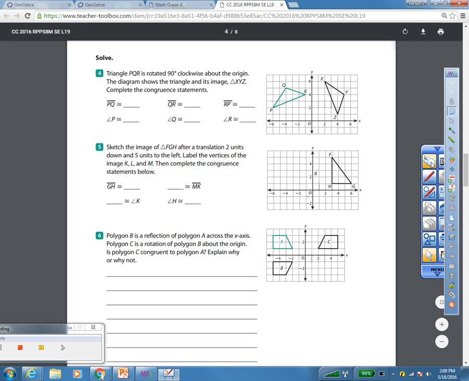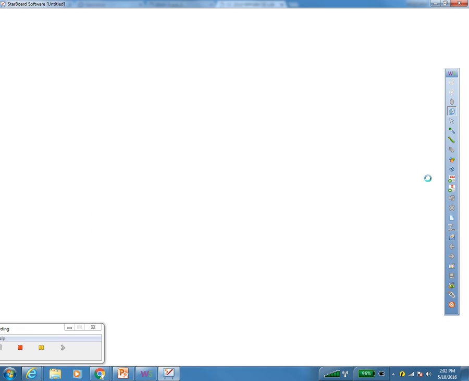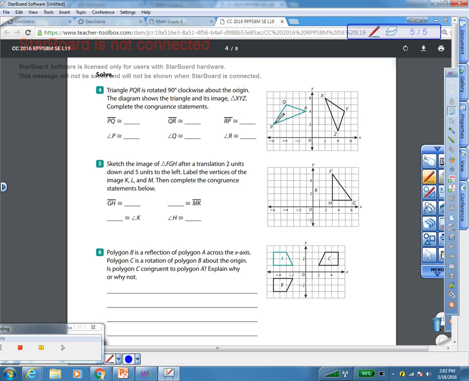So on the next page, number 4, we are matching up some corresponding parts. So here's triangle PQR, and it's rotated, so we're turning it clockwise, okay, about the origin. So here's our turning point. And the diagram shows the triangle and its image, triangle XYZ, complete the congruent statement. So remember, this is the congruent symbol, okay, with the funky hairdo on top. And then we're going to say side PQ is going to match side XY.